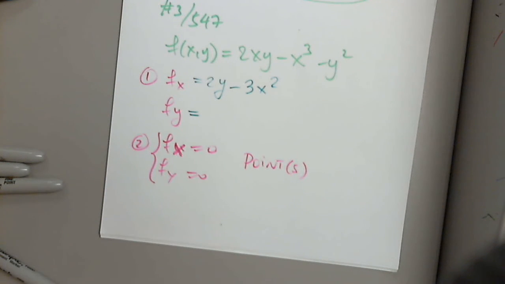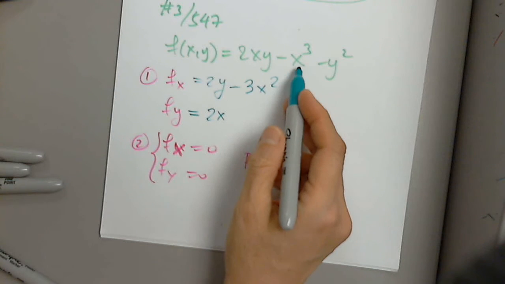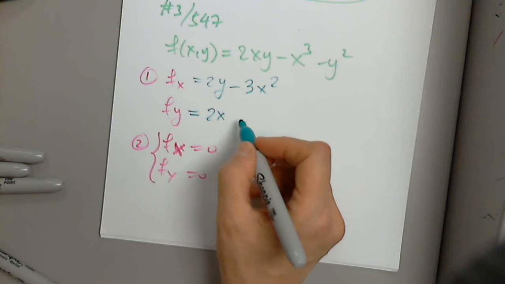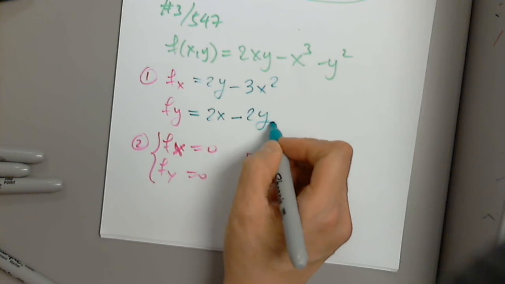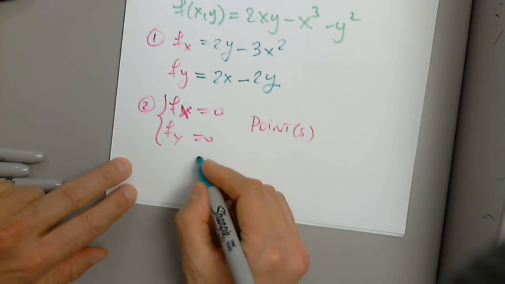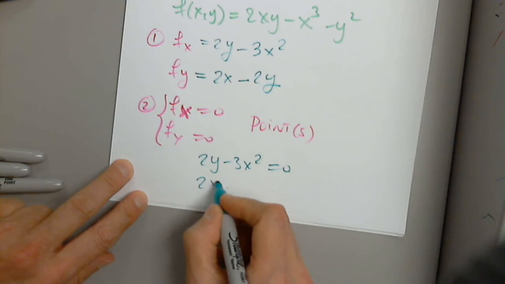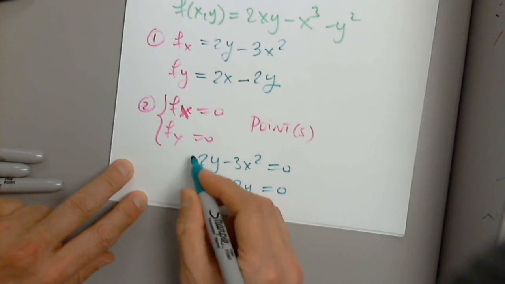Good. So now we want to differentiate in terms of y. The first one: 2x. Perfect. The second one: 0. Excellent. Minus 2y. Excellent. So now this is my system: 2y minus 3x squared equals 0, and 2x minus 2y equals 0.